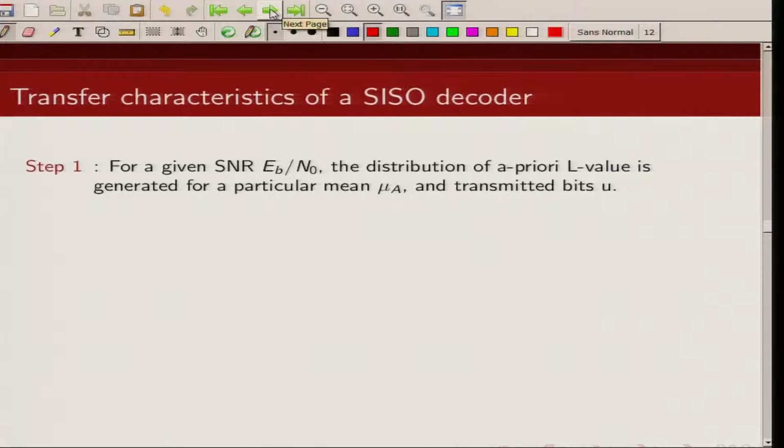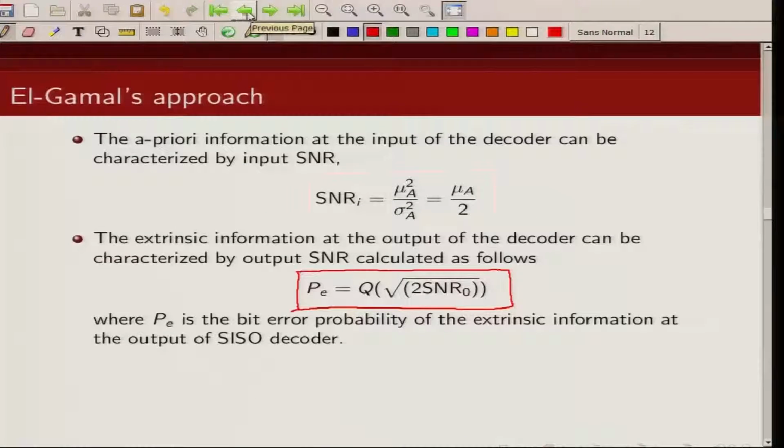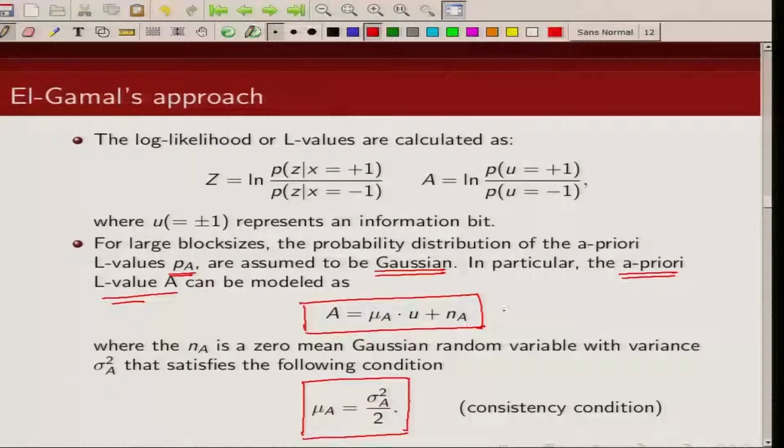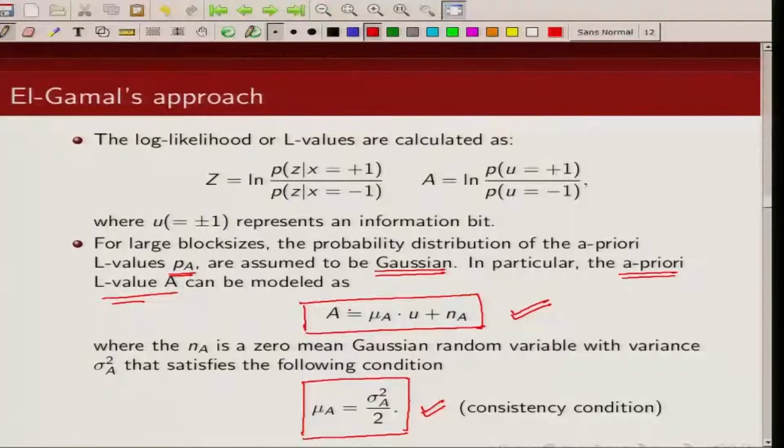So, then how do we draw the transfer characteristics for a given signal to noise ratio? The distribution of a priori L values is generated for a particular mean mu a and transmitted bit u. How? We know that we are modeling our a priori information like this, and of course, we are assuming consistency conditions. So, the mean and variance of the a priori information are related like this.